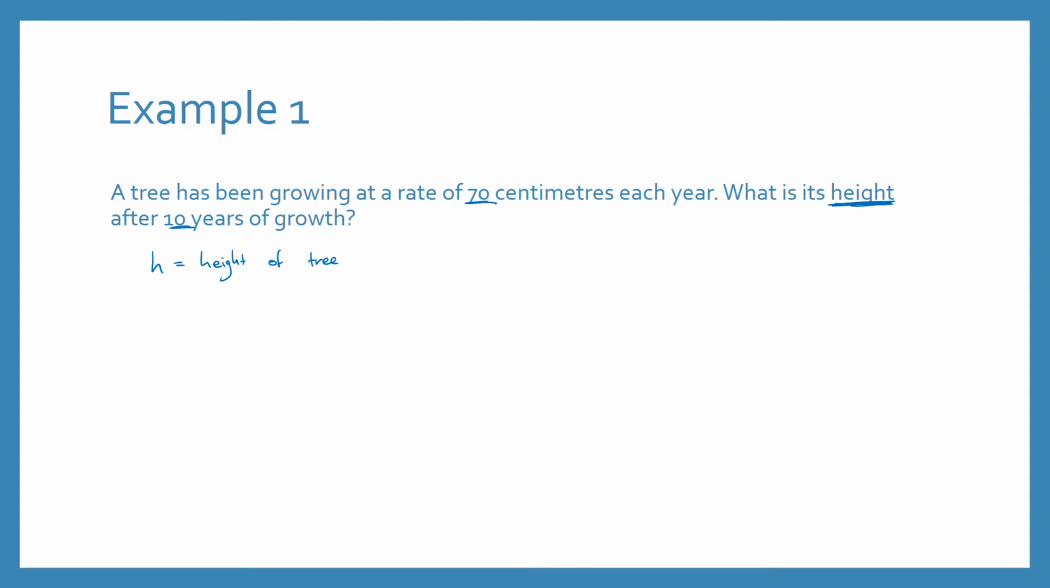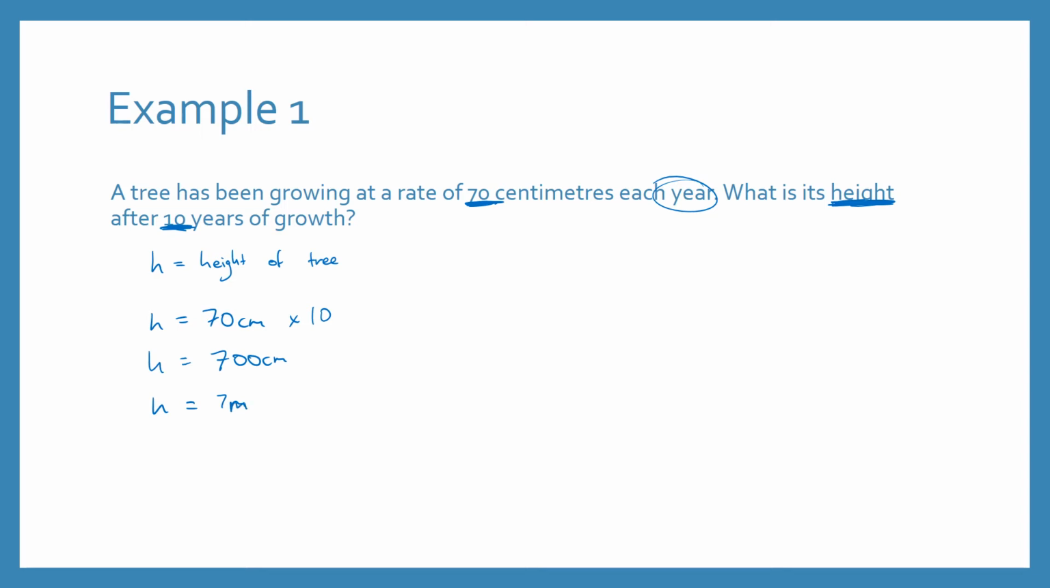And now we can start writing our equation because we have our variable, a pronumeral, and we've also got our two numbers we need to worry about. So we're going to write now that h equals, and now we know our tree is growing 70 centimeters each year. So it's going to be 70 centimeters times 10 years, so times this 10. And then we can solve it. So this is a normal sort of question. So our height would be 7 meters.